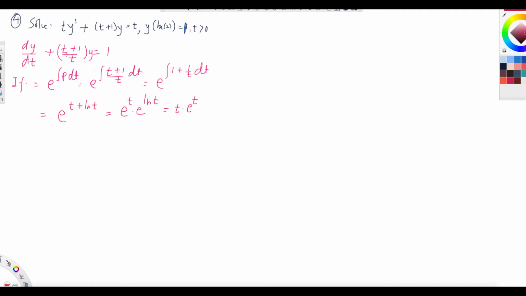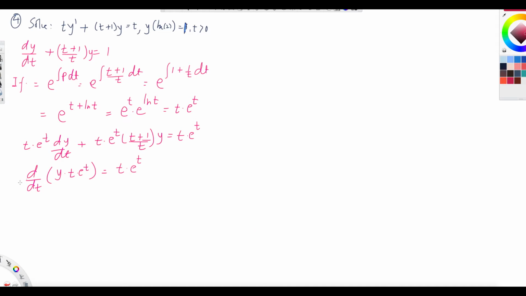So we need to multiply both sides of this by the integrating factor. What do you get? You get t times e to the t dy over dt, right? Plus t times e to the t times (t plus 1) over t, and then times y equals t times e to the t. Okay, on the left side you don't have to worry about what that will be. The combination of these two terms will be d over dt of y times the integrating factor, t times e to the t, equals t times e to the t again.